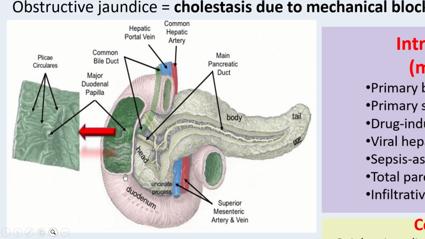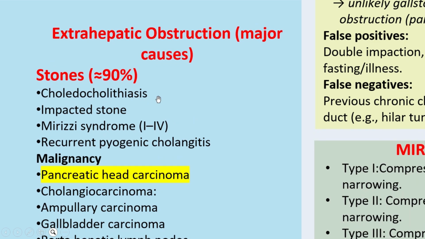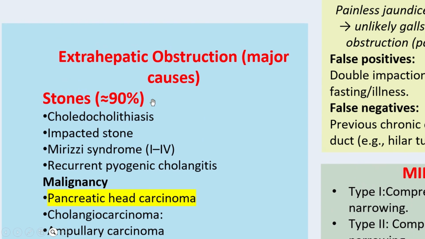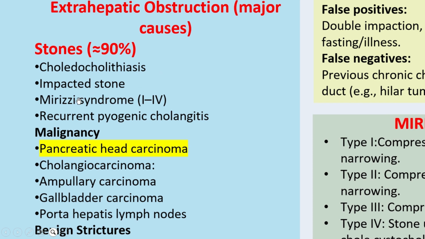So, when we look at the causes of obstruction, most of these are going to be extrahepatic causes. Most of the extrahepatic causes are the ones that are going to give us the obstructive jaundice. And in 90% of the cases, they're going to be caused by gallstones. And with gallstones we can have things like cholangitis, which is stones within the bile ducts. We can have an impacted stone. We can have the Mirizzi syndrome, which has types 1 to 4, and we're going to look at those. Then we can have recurrent pyogenic cholangitis.